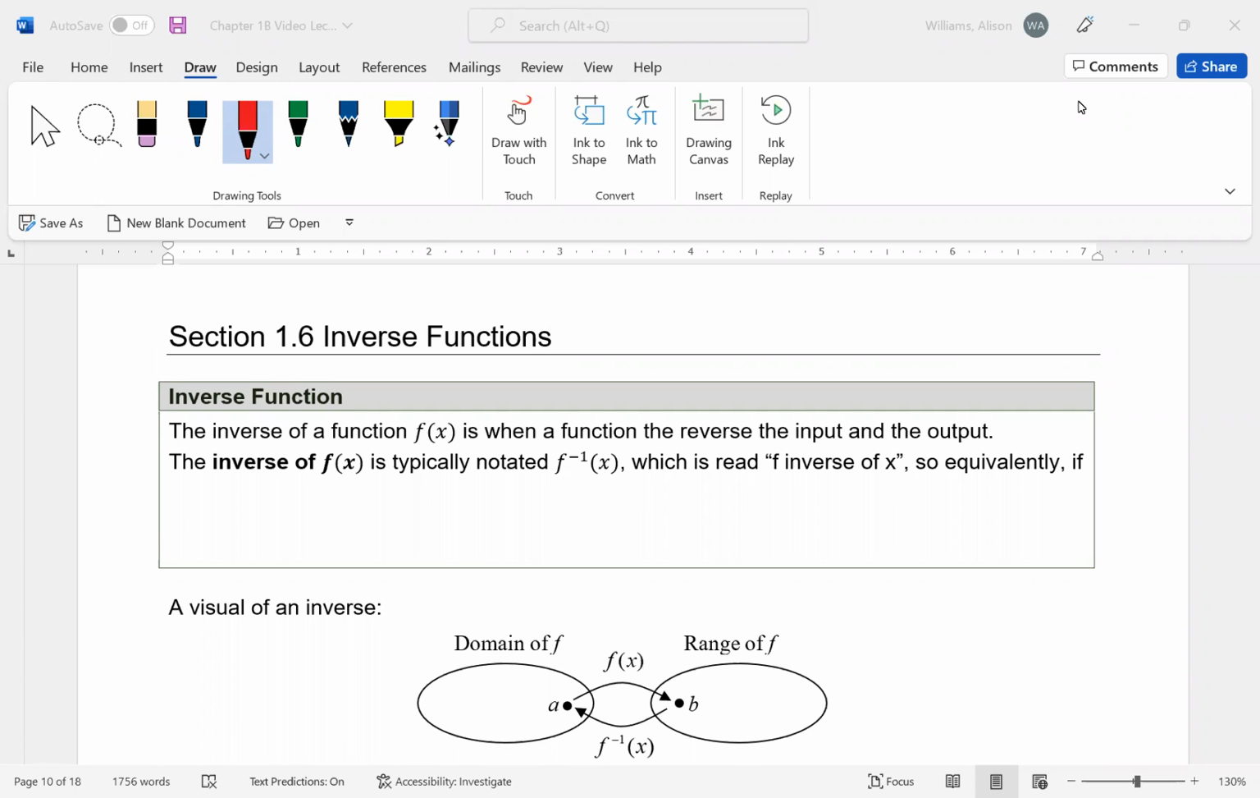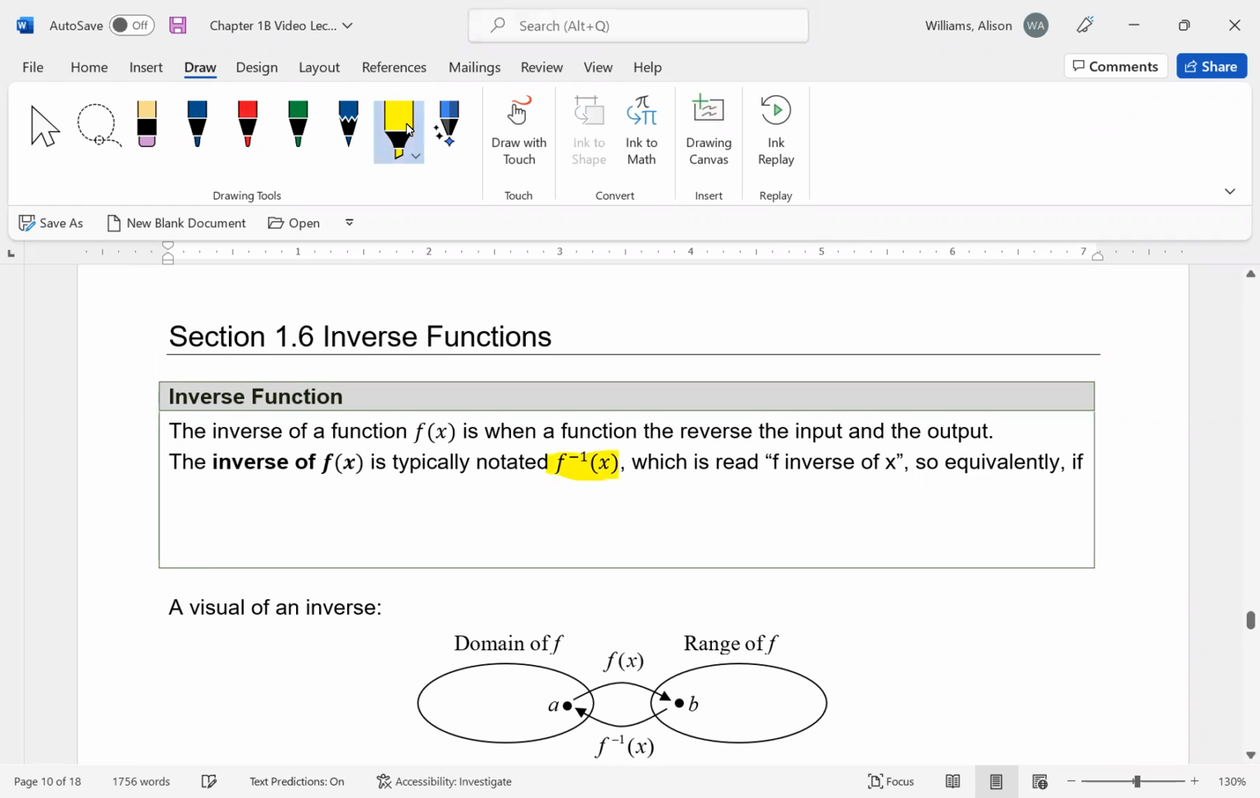So I altered the definition from the book to include really what's going on with an inverse function. The inverse of a function is reversing the input and the output. That's the first sentence I wrote there. The inverse of a function is when a function has a reverse of the input and the output. So we use the notation f inverse of x, -1 notation.